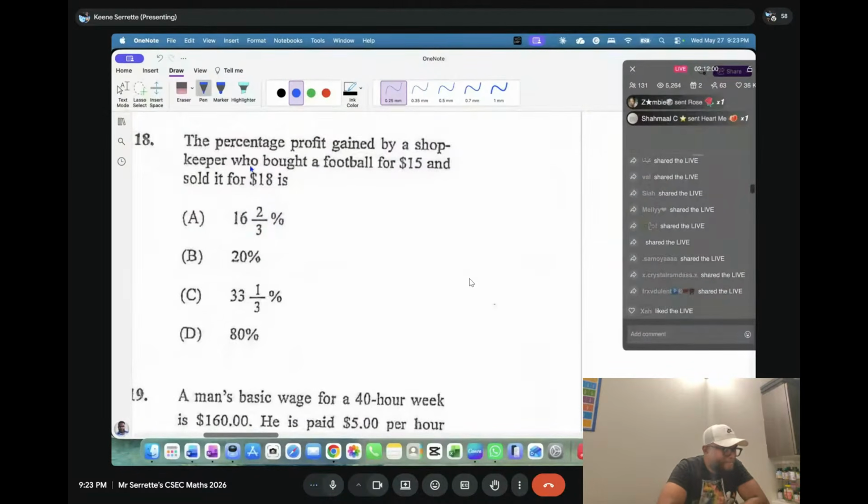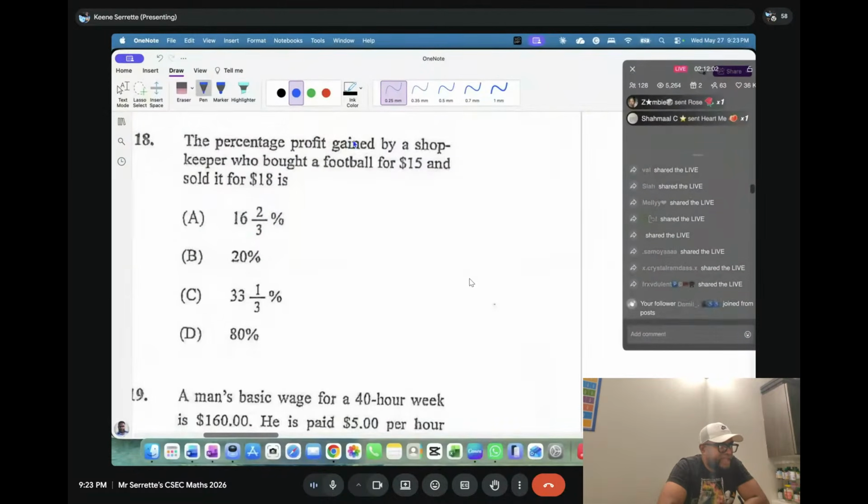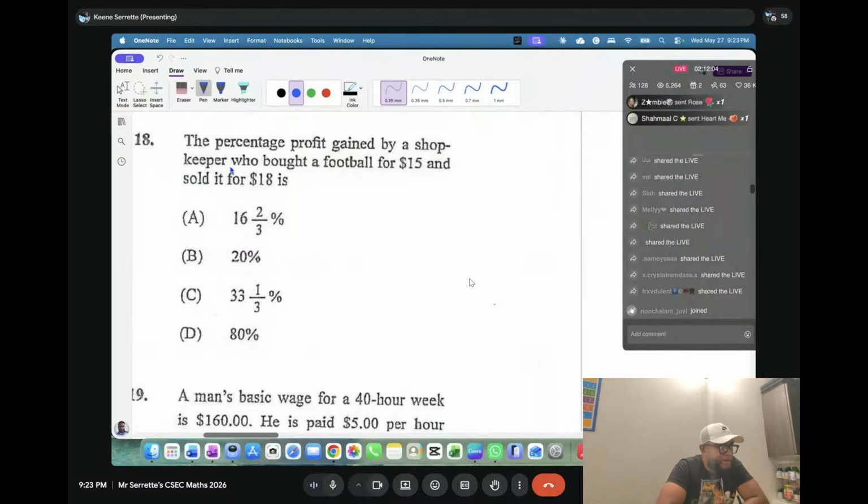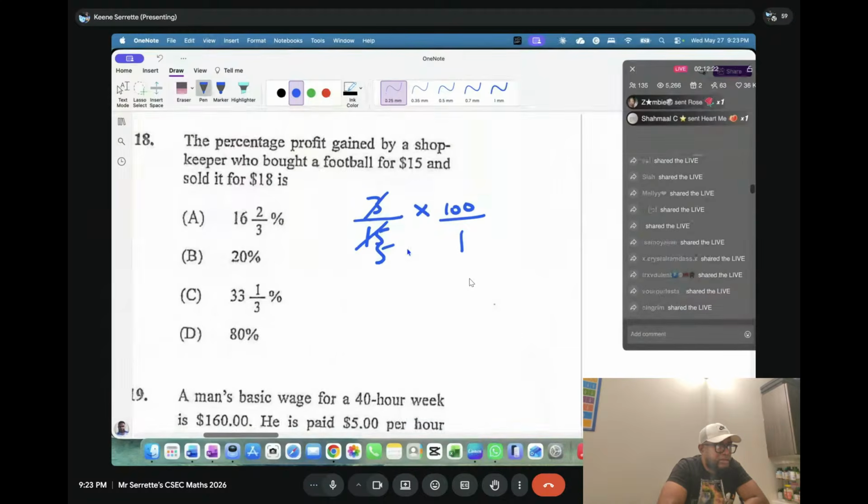There we go. The percentage profit gained by a shopkeeper who bought a football for $15 and sold it for $18. He made $3. So it will always be the profit made over the original amount, multiplied by 100. What was the profit gain? 5 into 100 is?